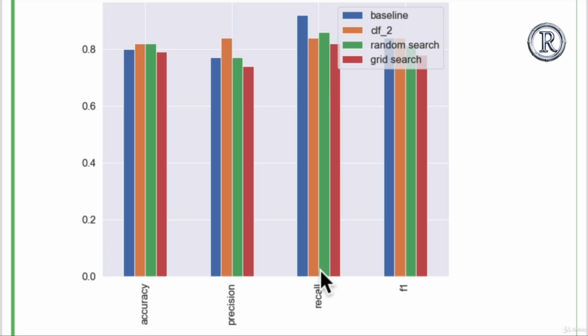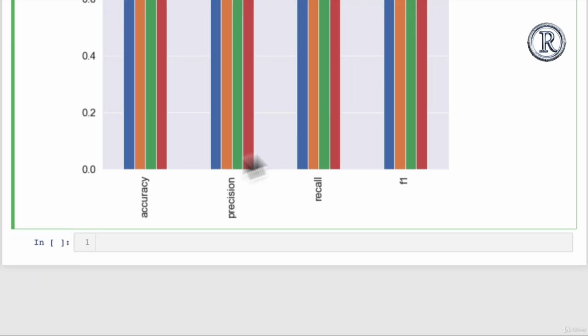So say you wanted a model that optimized recall. In this case, you might use the baseline model. Or if you wanted a model that optimized precision, you might choose the CLF2 model. And if none of these metrics really worked for you, you might continue to try to find some better ones through random search or grid search.